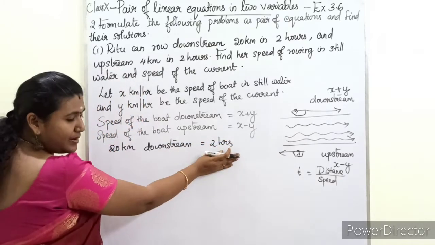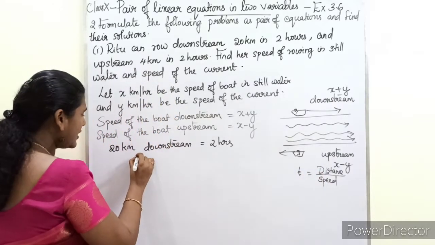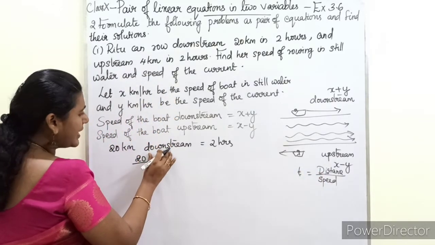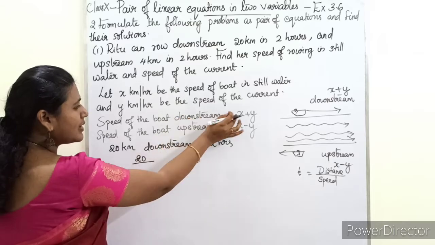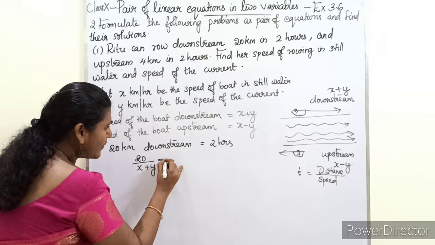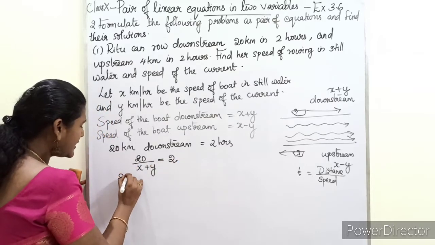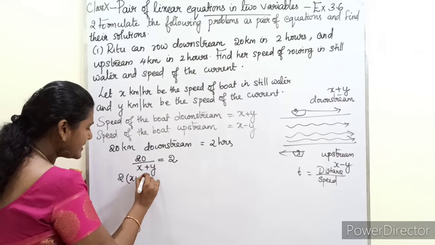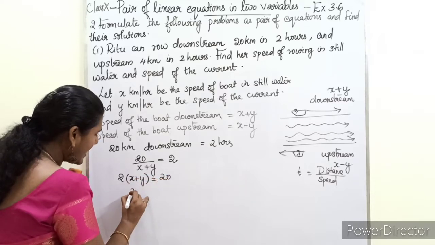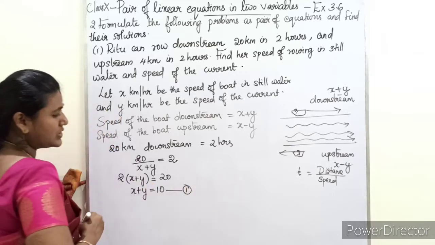So here the time is given, and the time formula is distance by speed. So we can write 20 by downstream speed. What is the speed of the boat downstream? x plus y. So 20 by x plus y is equal to 2. Now we will do cross multiplication, that is 2 into x plus y is equal to 20. So x plus y is equal to 10. So this is the first equation.